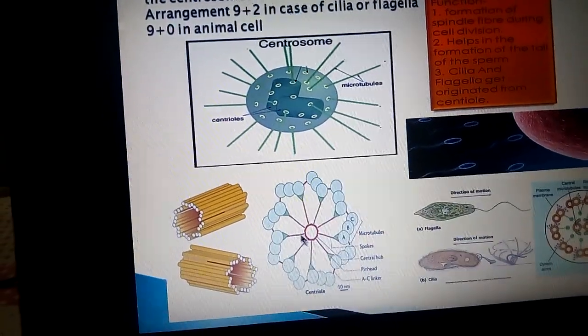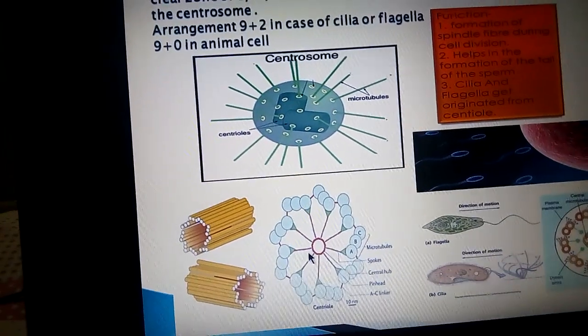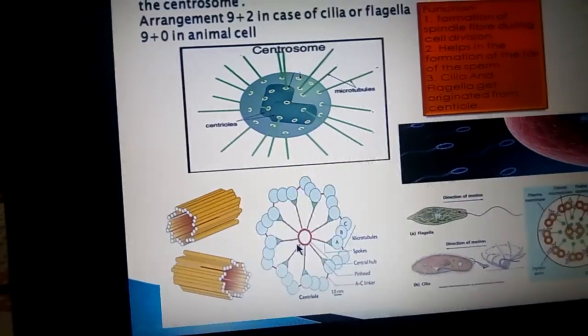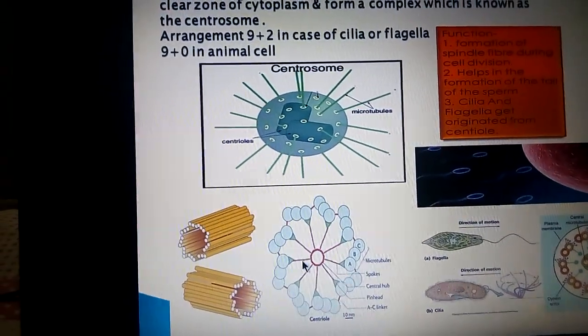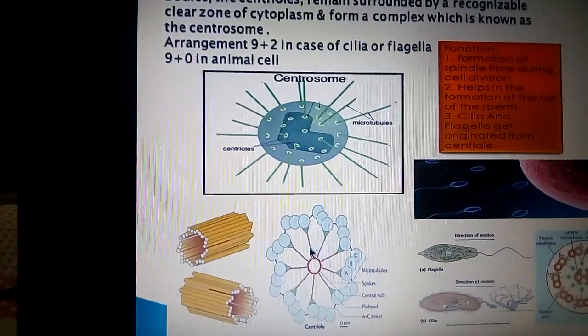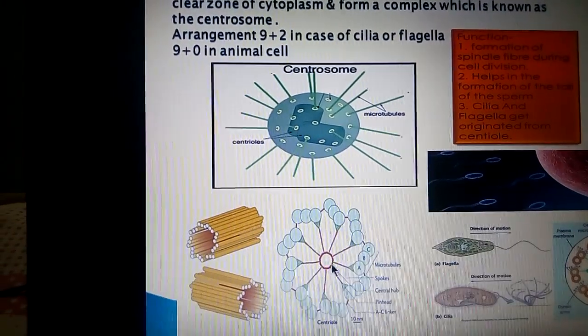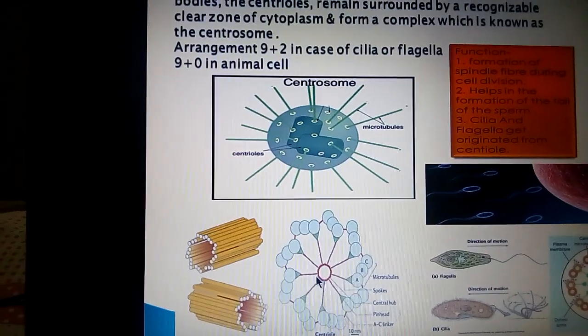At the center of these microtubules, what have you seen? All the microtubules are joined at the center. This center is known as the central hub.